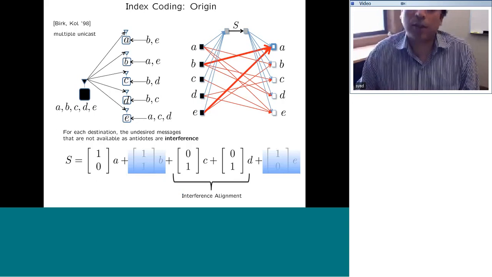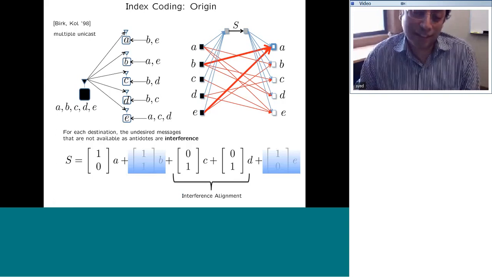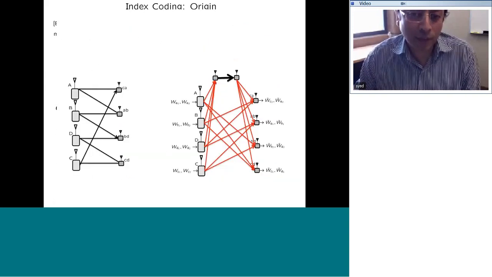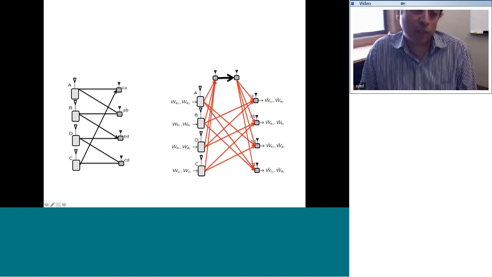In fact, Burke and Cole even call this example a miracle. They were very surprised that this happened. And it is, in fact, interference alignment. So let's go back to our problem, the toy example that we had, the 4-cell setting.